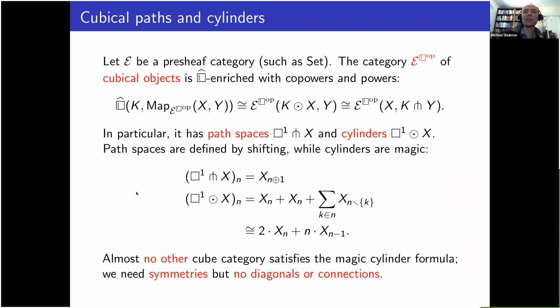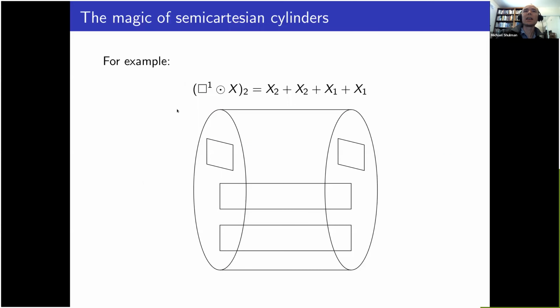And this magical thing, as far as I know, only holds in the case where we have symmetries, but no diagonals or connections. So here's a picture in the case of n equals 2. A 2 cube in the cylinder is either a 2 cube on the left-hand side of the cylinder, a square, or a square on the right-hand side of the cylinder, or it's a square that's stretched across the cylinder dimension. And that's determined by a 1 cube in X on one side. Then this line here is determined by a single point of X, and this square is determined by this single 1 cube in X.